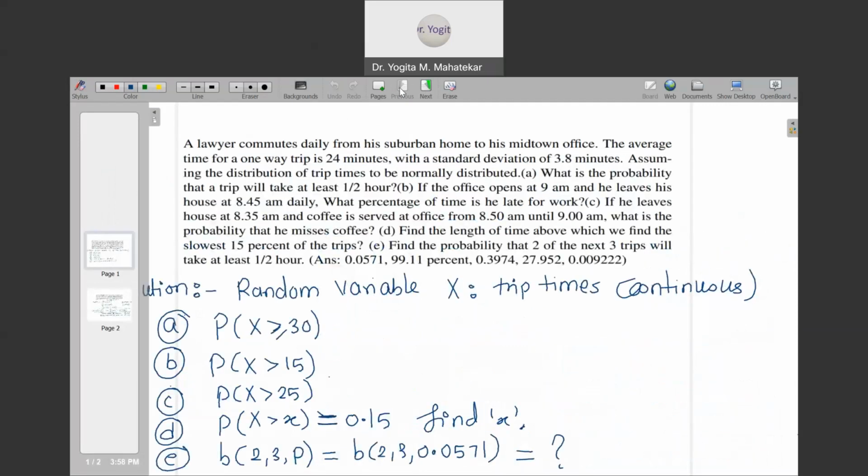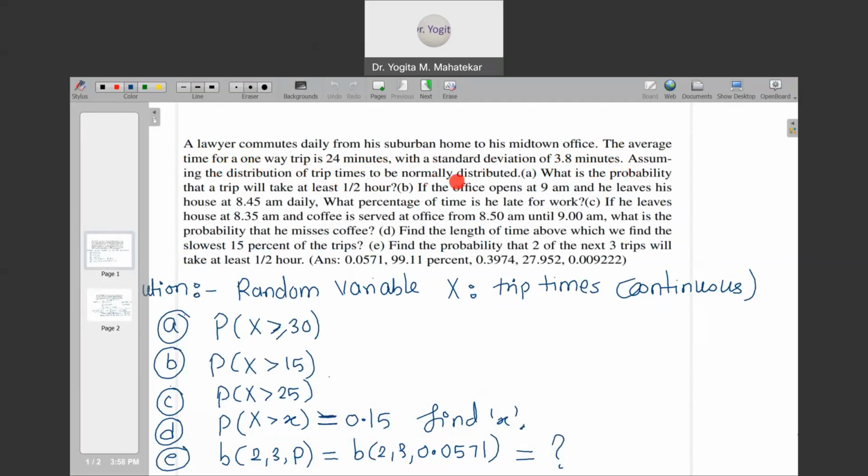Now let us solve the second example using R. Let me go through the example first. A lawyer commutes daily from his suburban home to his midtown office. The average time for a one-way trip is 24 minutes with a standard deviation of 3.8 minutes. So mu is equal to 24 minutes and standard deviation sigma is 3.8.